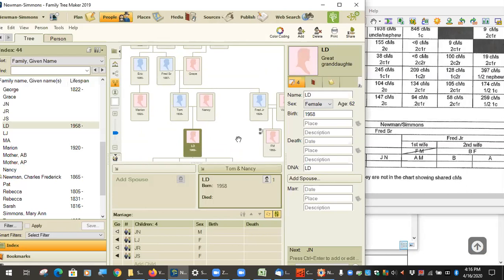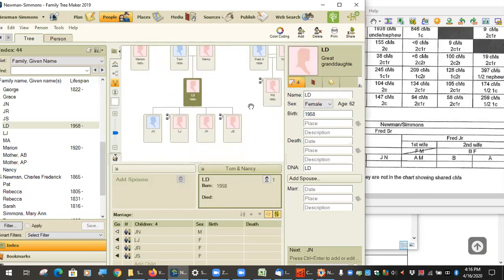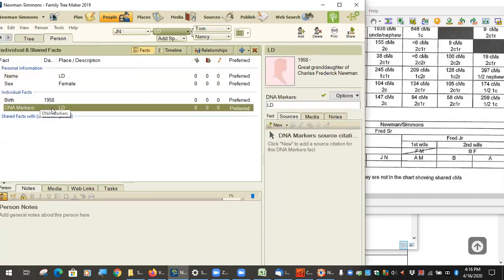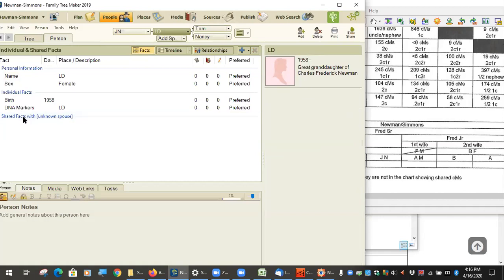And for the DNA stuff, we're not talking about the X and Y DNA stuff here, so it really does not matter right now. But the big thing is you have to assign a tag to every person that's taken a DNA test. Family Tree Maker and Ancestry have a built-in fact type called DNA markers.